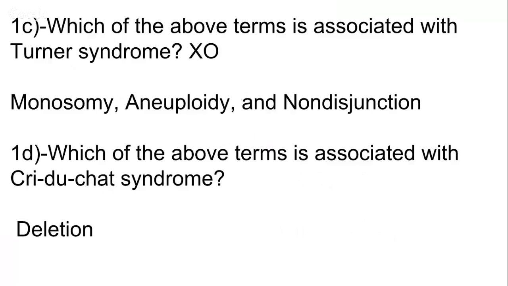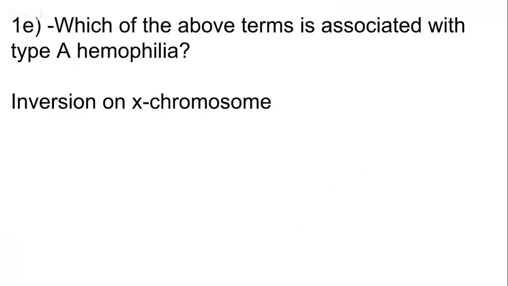For 1D, what of the above terms is associated with Cri-du-chat syndrome? And that's going to be the terminal deletion in chromosome 5. Which of the terms is associated with type A hemophilia? And that's an inversion on the X chromosome, which causes type A hemophilia to occur.